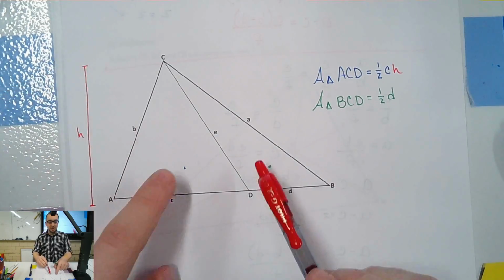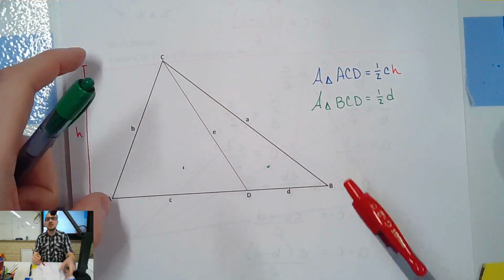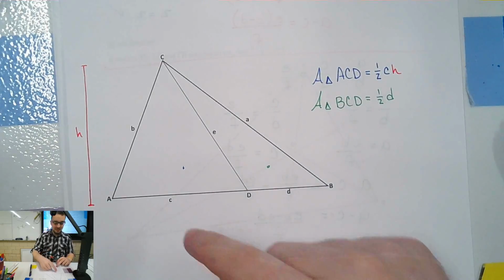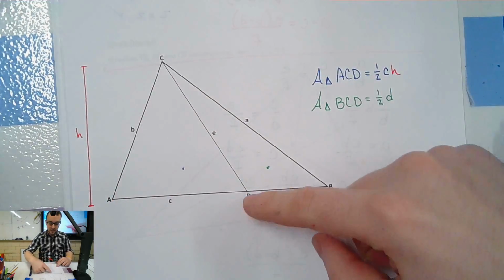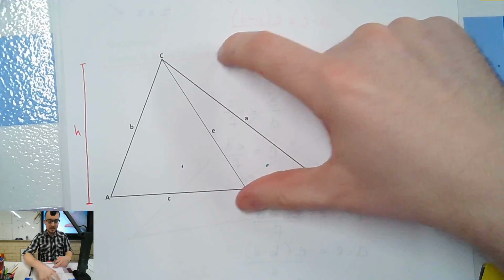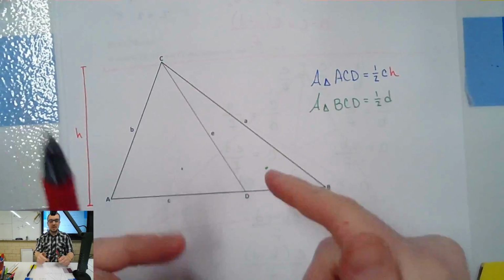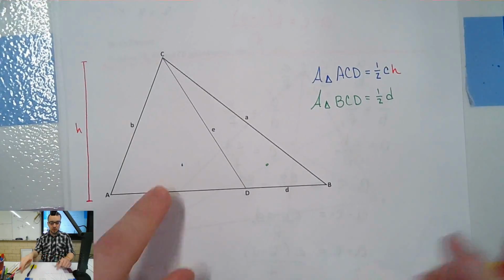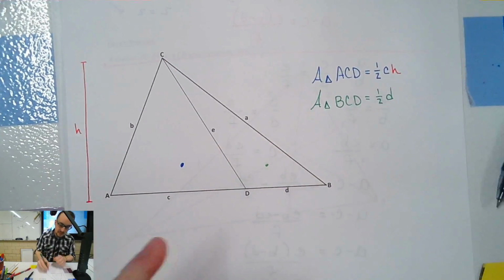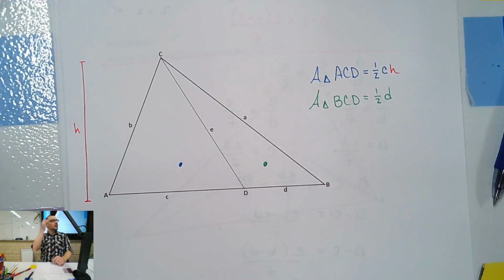Whoa. Do you see how, because both triangles are inside this triangle, they have the same height? From here to here is there. From here to the top is still there. These triangles have the same height. The blue triangle and the green triangle have the same height. This will always be true for any two triangles inside the same triangle.